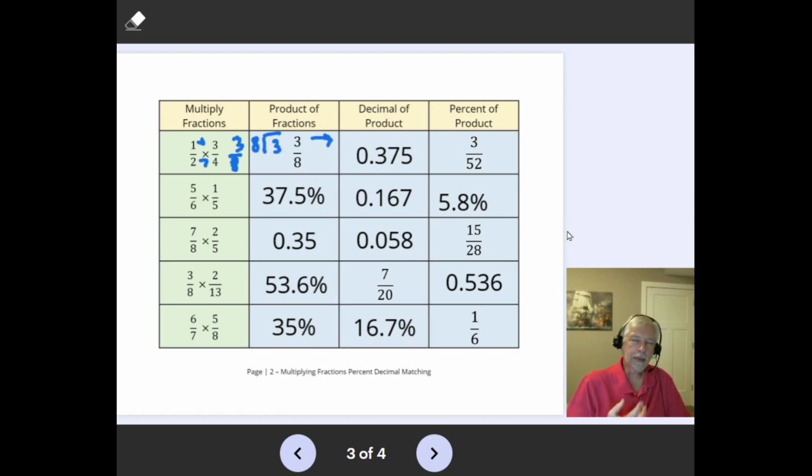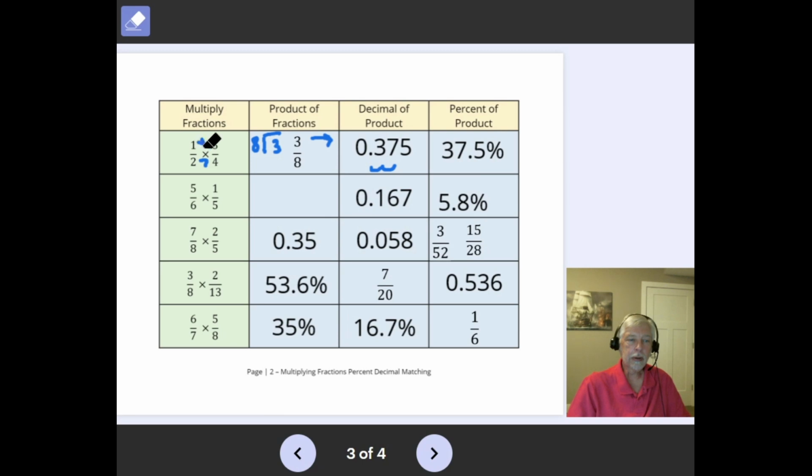Now, when we have a decimal, if we want to change it to percent, we just have to multiply it by 100 or just move the decimal 2 times to the right. And that's what we do here. We move the decimal 2 times to the right. And I know that it's 37.5%. So I've done the top row. So let me clean up what I have here, and we'll do the rest of them. So it's fairly easy to do.